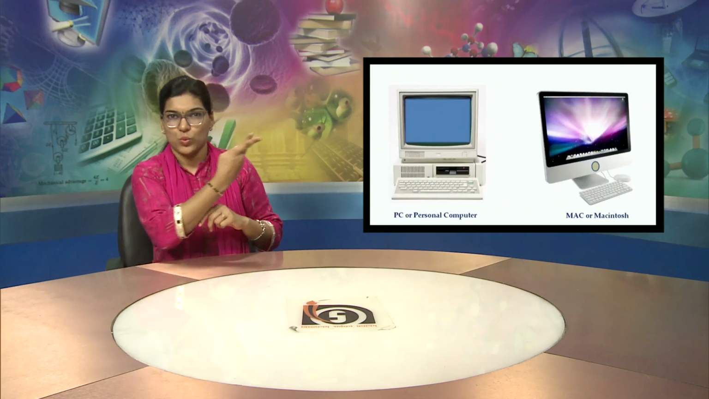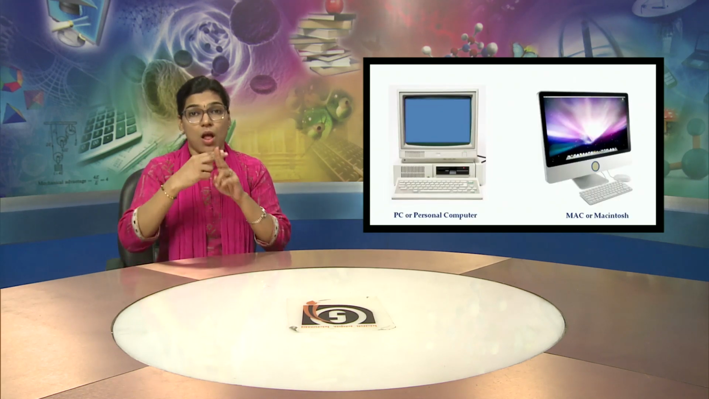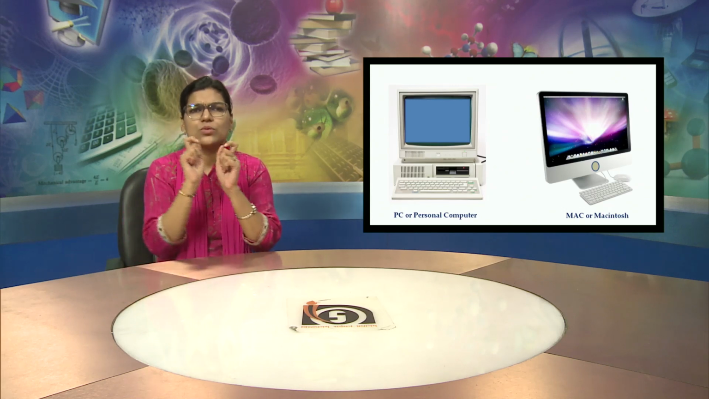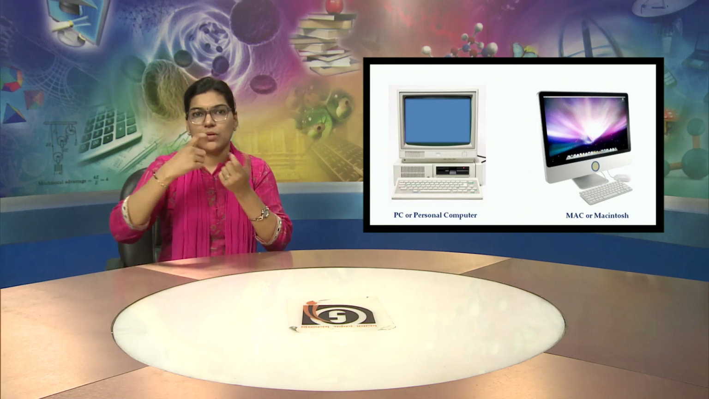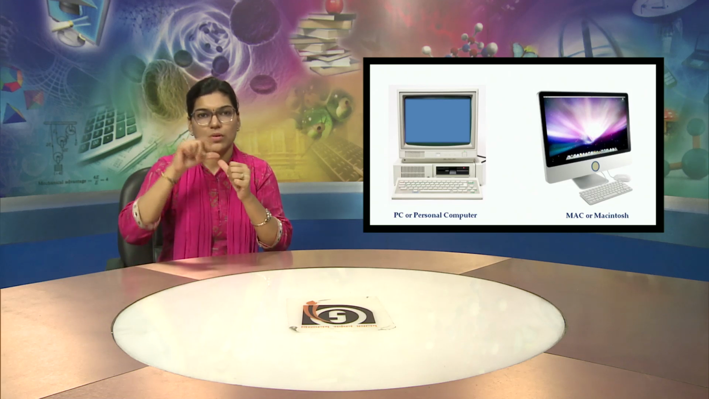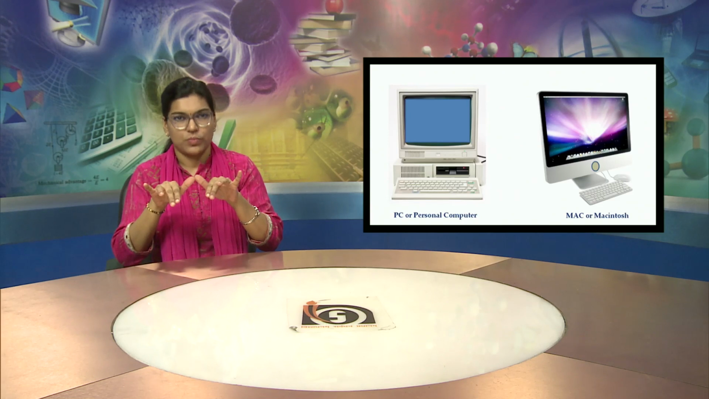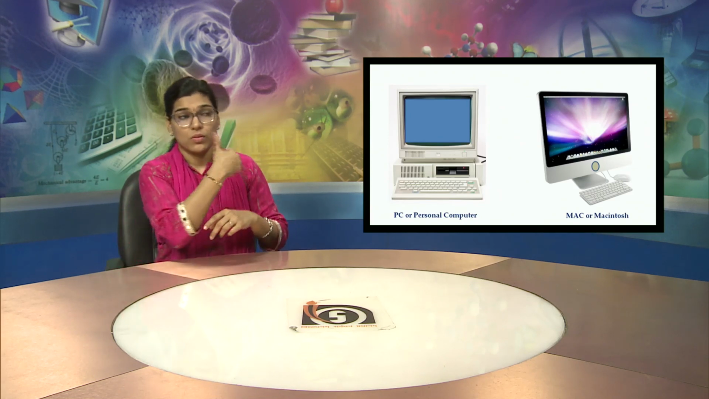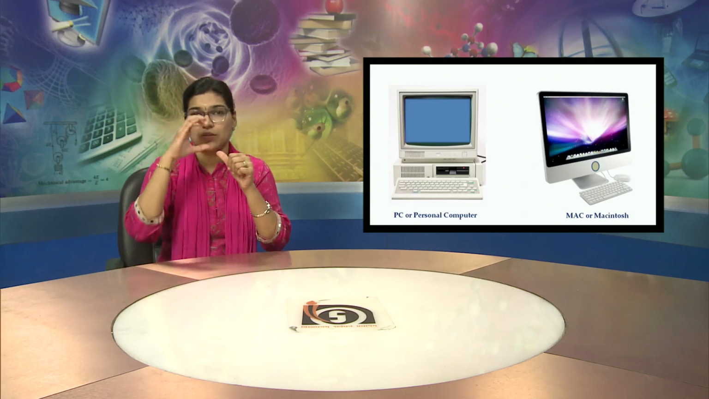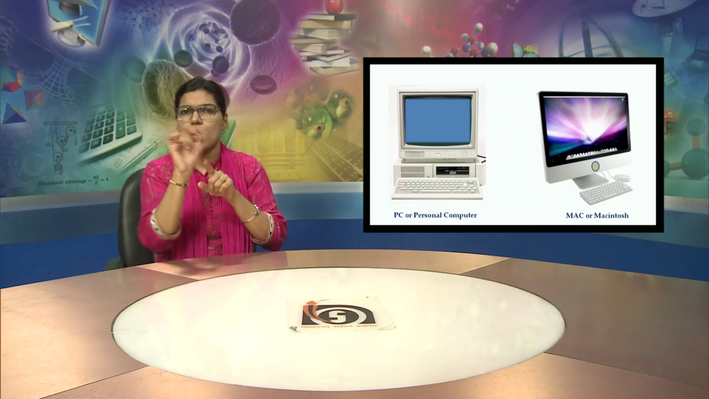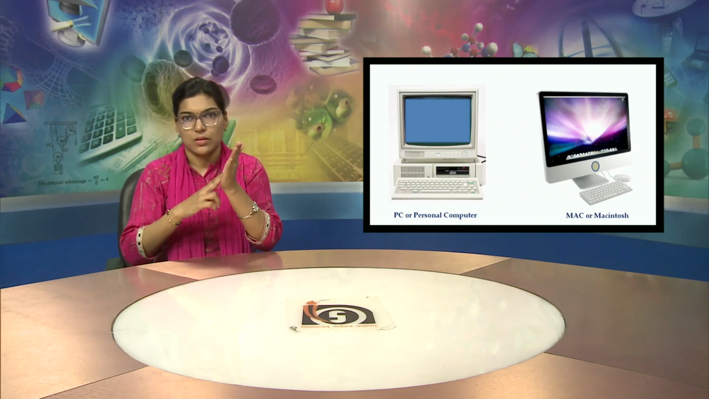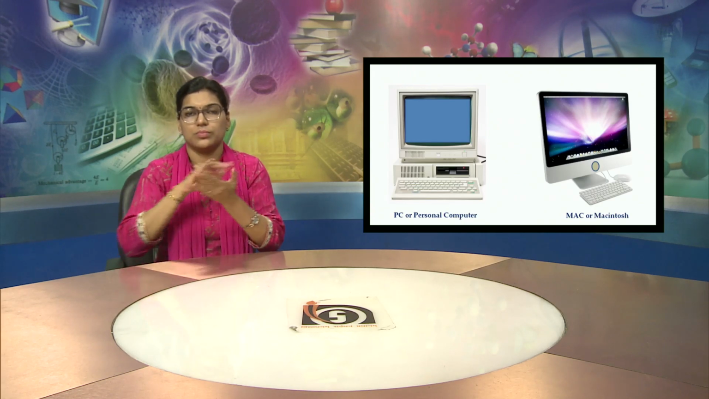As you all can see the image, computers are basically of two types. The first one is known as PC. The full form of PC is personal computer. In short, we call it as PC. And the other computer which is on the screen is Mac computer, and we call it as Macintosh.